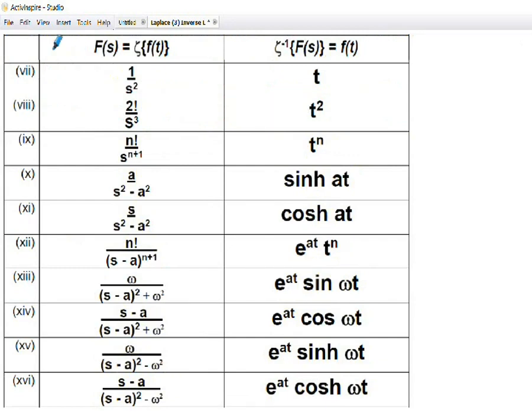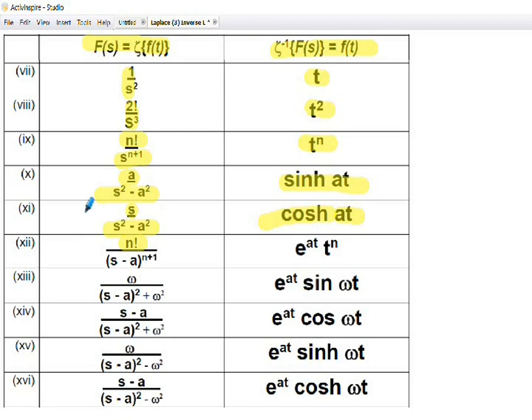The table continues here, same thing. We've got our Laplace transform on the left hand side and our inverse Laplace function of t on the right hand side. So 1 upon s squared goes to t in the time domain. The Laplace transform of 2 factorial over s cubed is t squared in the time domain. n factorial over s to the n plus 1 goes to t to the n in the time domain. a upon s squared minus a squared is a sinh function, sinh at in the time domain. s upon s squared minus a squared is a cosh function, cosh at in the time domain, as hyperbolic functions there.